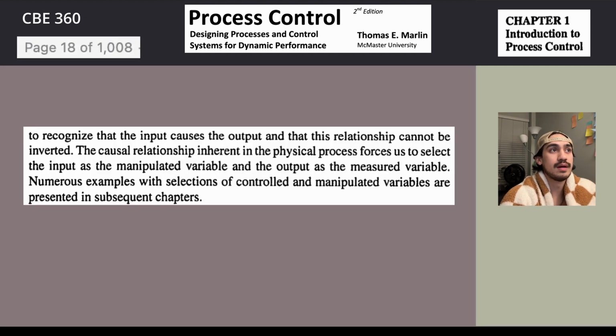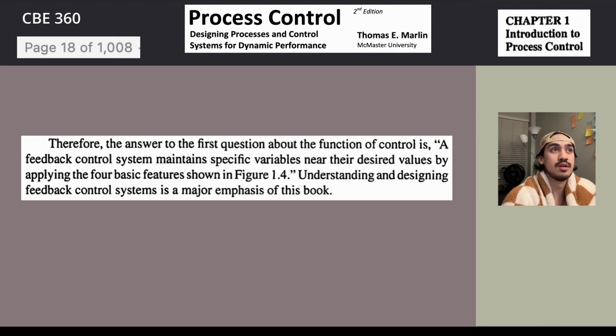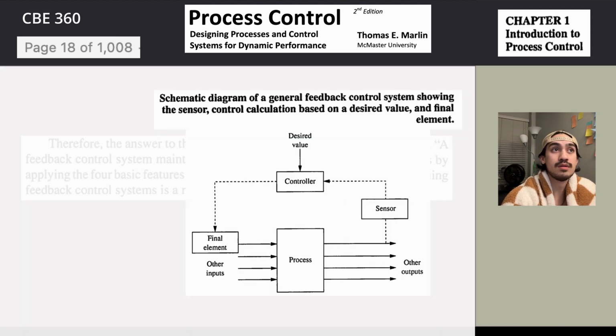It is essential to recognize that the input causes the output and that this relationship cannot be inverted. The causal relationship inherent in the physical process forces us to select the input as the manipulated variable and the output as the measured variable. Numerous examples with selections of controlled and manipulated variables are present in subsequent chapters. Therefore, the answer to the first question about the function of control is, a feedback control system maintains specific variables near their desired values by applying the four basic features shown in Figure 1.4. Understanding and designing feedback control systems is a major emphasis of this book.